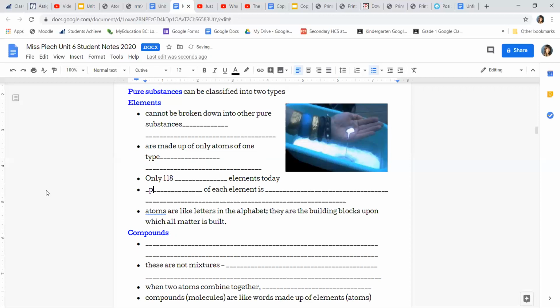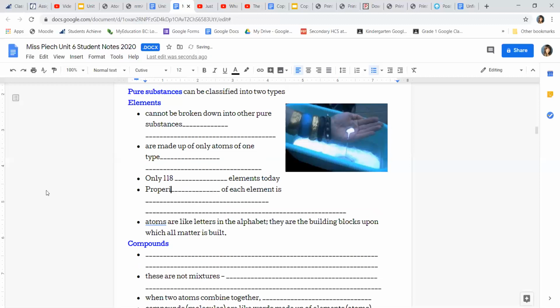And the properties of each element are different from the properties of all other elements. Again, the neatest thing is that God formed all these different kinds of elements, but then made it so that they are all unique. Even if they have similarities to other elements, it doesn't matter. They still have their own unique qualities that make them their own thing.